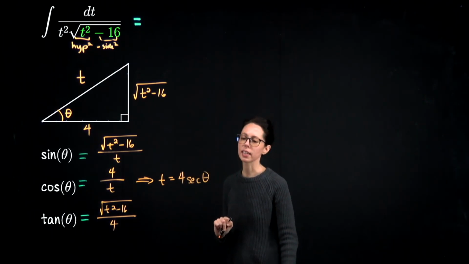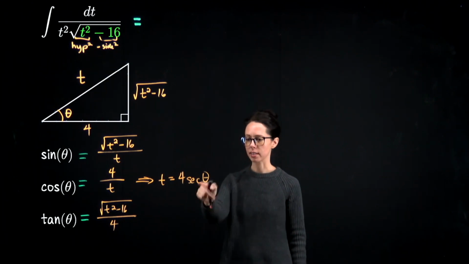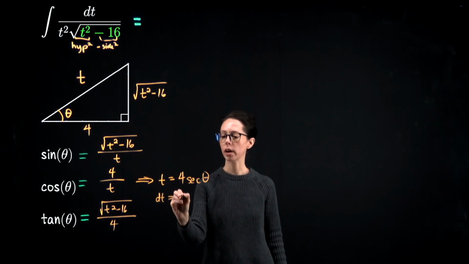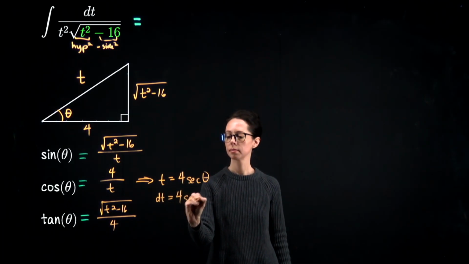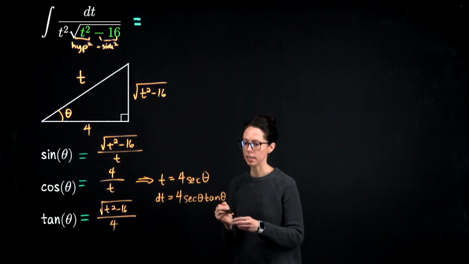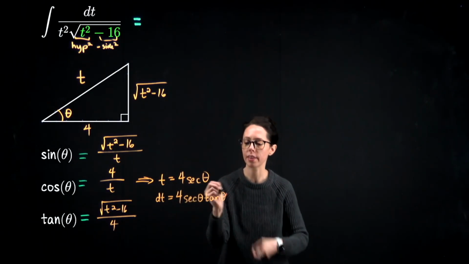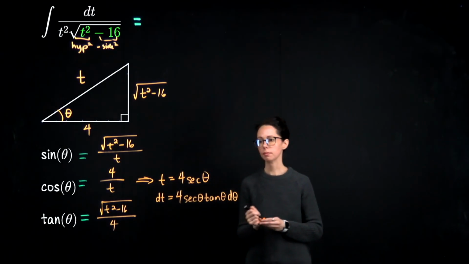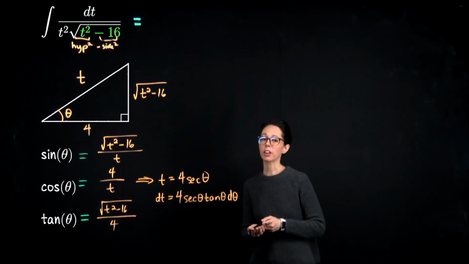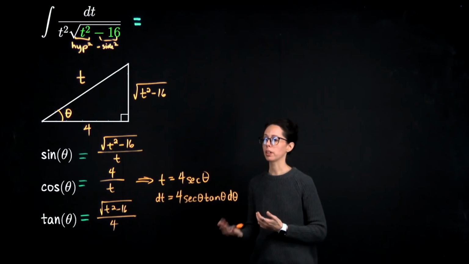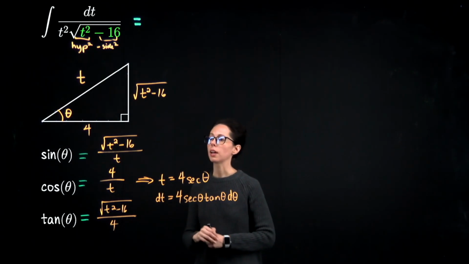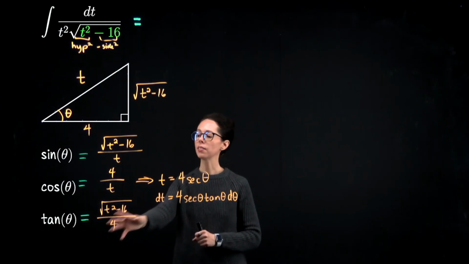We like integrating secants and tangents, so here I've got this nice secant theta that's promising. This also tells me that dt is 4 secant theta tangent theta d theta. So where I have dt in my original integrand, I'm just going to replace it with this. Now I want to start looking for what else in my integrand might relate to the expressions here. I have 1 over the square root of t squared minus 16. That looks kind of like this if I flip it.